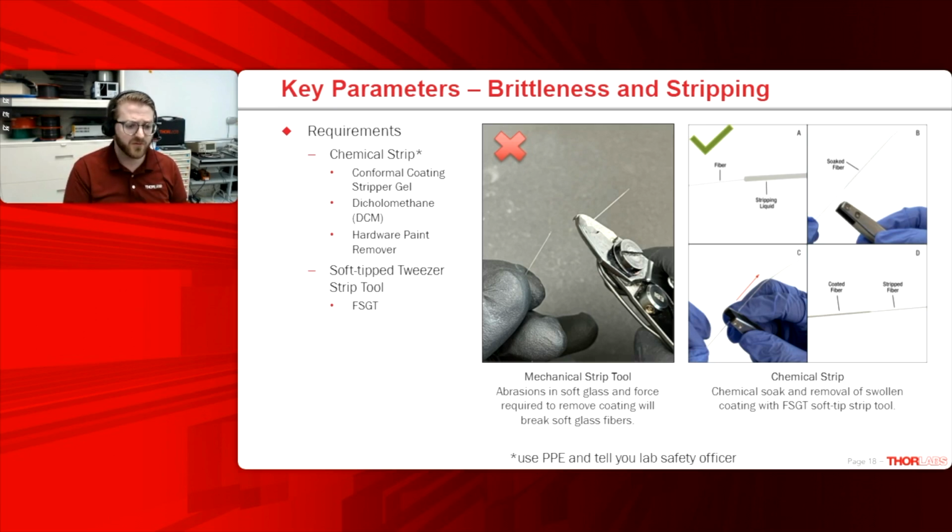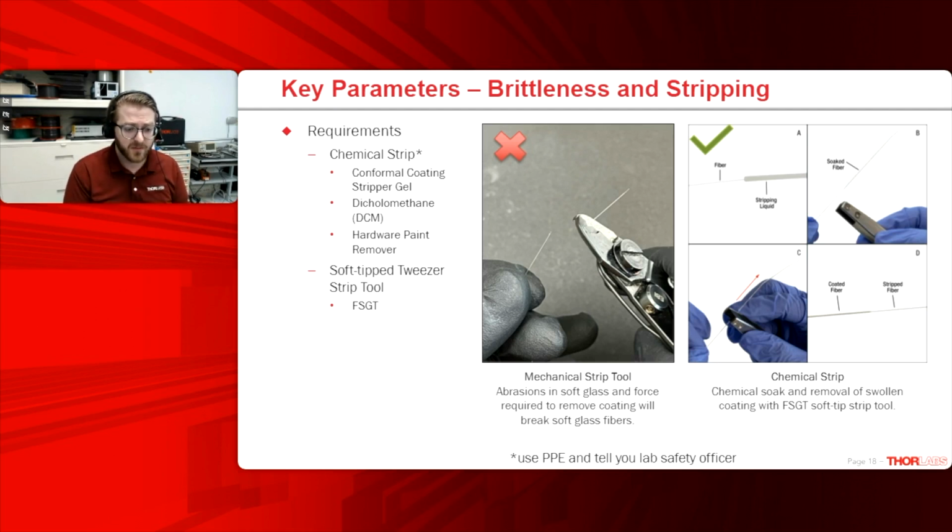There are a number of conformal coating gels available on the market, as well as hardware store paint remover actually works pretty well for some applications. It depends on what the coating composition is. I will say, make sure that you're using a chemical that is appropriate for the glass type you're using. For example, fluoride glass is attacked by acetone, so don't use an acetone-based strip chemical for fluoride, at least. Dichloromethane is pretty common as well, and actually that dissolves most coatings pretty quickly. Soak time could be as little as 30 seconds.